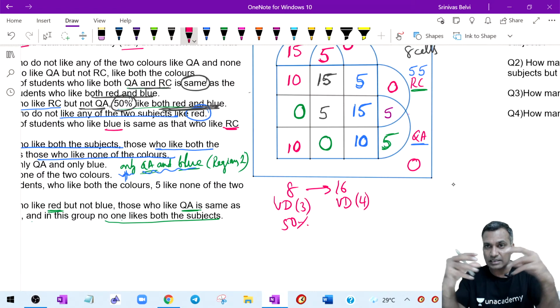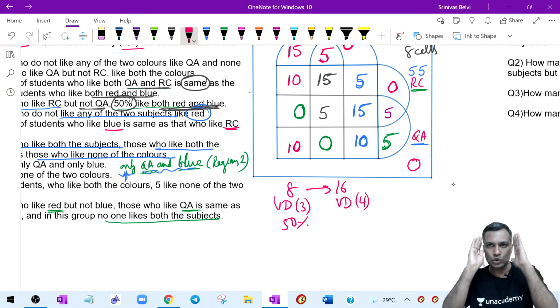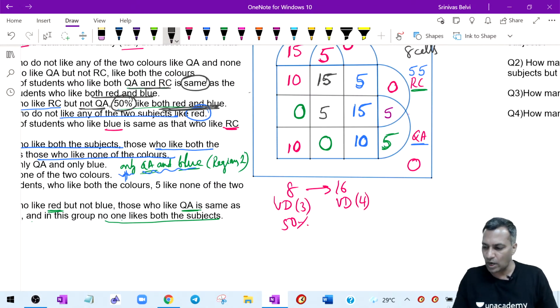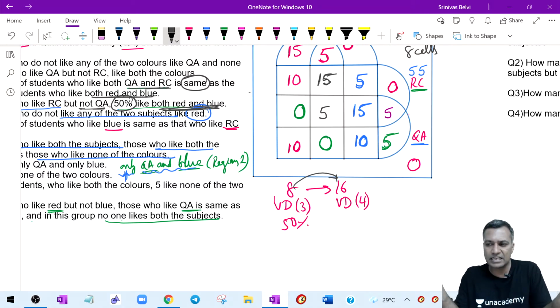Look at the math involved there. Venn diagram for 3, 8 cells. You have to take care of 8 cells. Venn diagram for 4, you got to take care of 16 cells, which means the work is doubled. Technically, work is doubled. That's it. As simple as that. If the work is doubled, it is going to take time. Double the task is going to take time. Be mindful. You want to do it or not is your wish in the exam, but you be mindful.